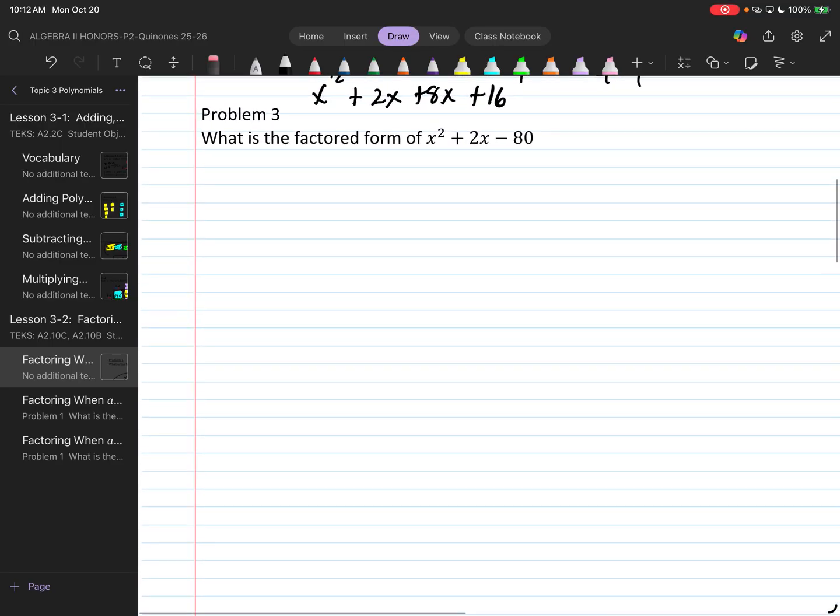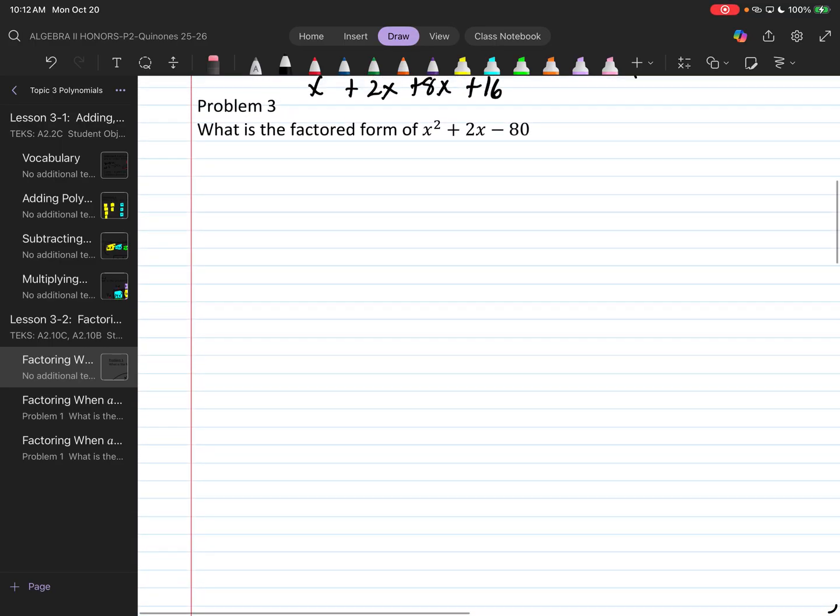Okay? I'm curious. Try this one. What is the factored form of x squared plus 2x minus 80? I'll give you 90. Now I'll give you 2 minutes. Go.